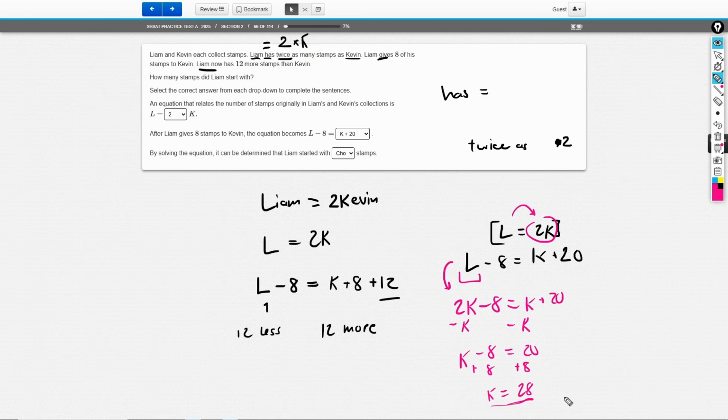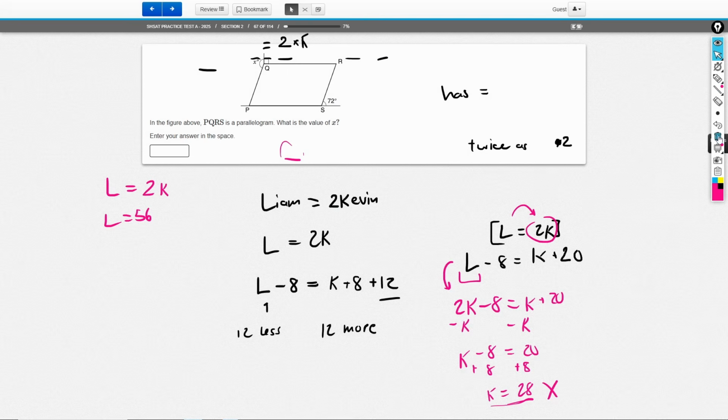Now, is this my answer? No, because they want us to know how many stamps Liam started with. We know that Liam started with twice as many as Kevin, or 2 times K. And if K is equal to 28, Liam has to equal 2 times 28, which is 56. That's going to be the correct answer here. So 56 stamps.